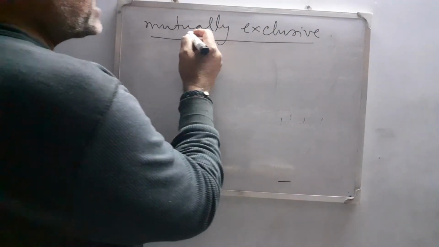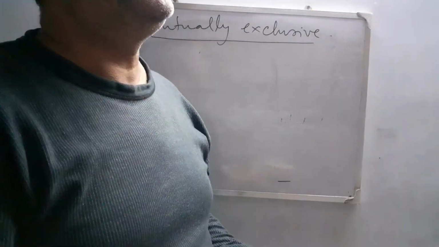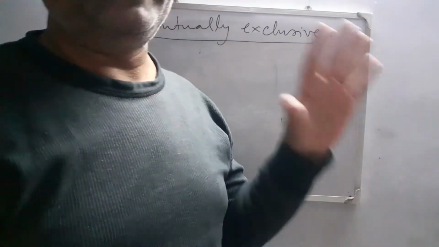This will never happen. It means the coin should not be in a standing position. So here, mutually exclusive means the occurrence of one stops the occurrence of the others. Or, in the second way, we can say that the events should not occur simultaneously.